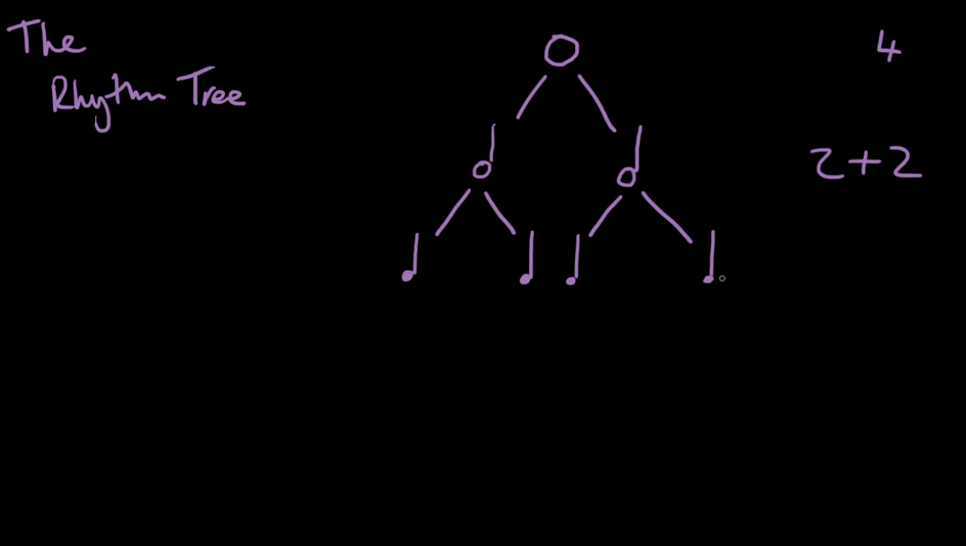Okay, so now we've seen 3 different ways we can split up a 4-beat period of time. We can have 1 4-beat whole note, 2 2-beat half notes, and now 4 1-beat quarter notes. And so this is 1 plus 1 plus 1 plus 1.